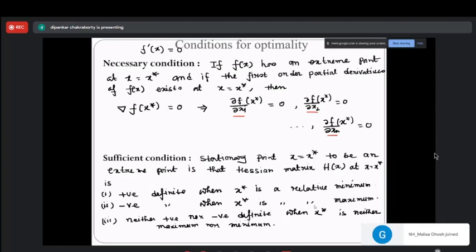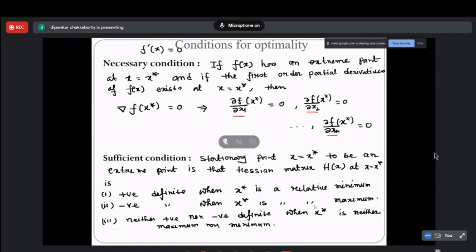I hope. Any doubt, any question, if you have, you can ask me definitely. Otherwise, I'll proceed to solve the problem. Is it okay? Is it okay up to this? Okay. Yes, sir. Okay. So now let's proceed to solve the problem.